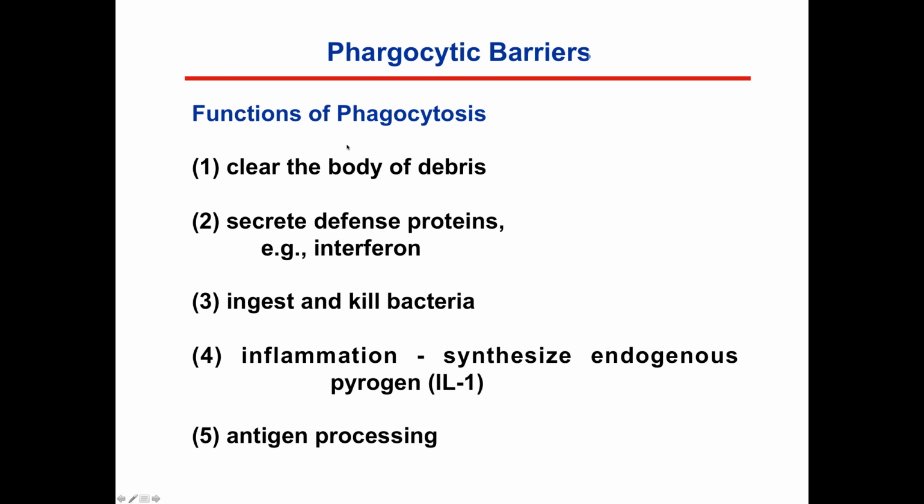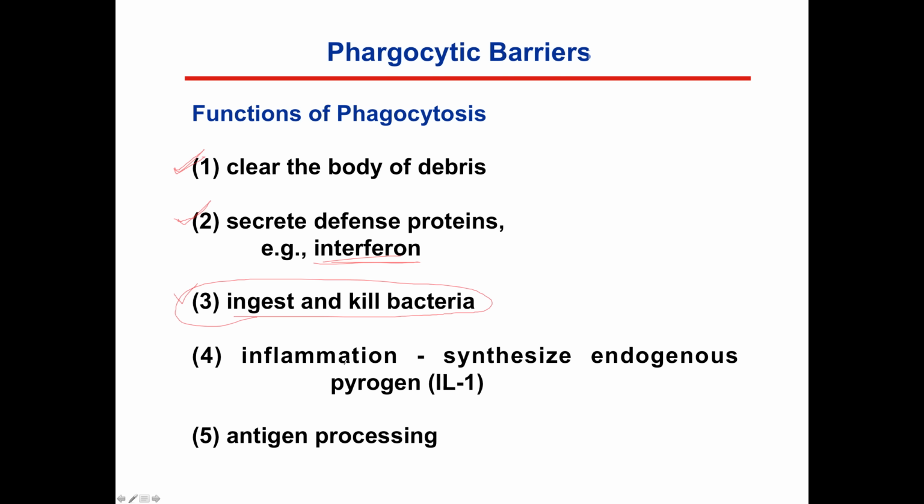Now, the functions of these phagocytes. One, as I mentioned, is to clear the body of debris, because there's a lot of junk as your cells die and get turned over, as well as bacterial junk that needs to be destroyed. Two, they secrete defense proteins like interferon, which we've just seen will protect cells. Three, they ingest and kill bacteria, and we're going to look at that mechanism.